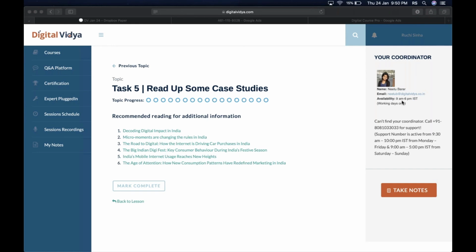Next week we will decide a certain keyword list, and then we will see how many clicks I can get on this keyword list, and how much money it will cost. If I spend 500 rupees on these keywords, how many clicks can I get? This answer we will see next week in detail.